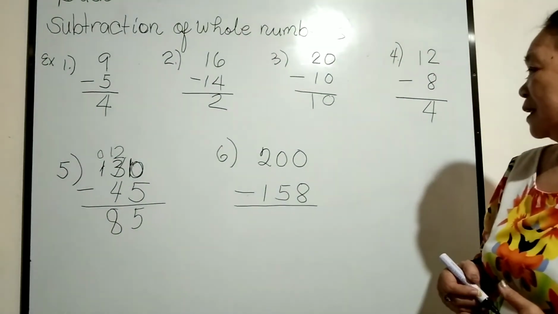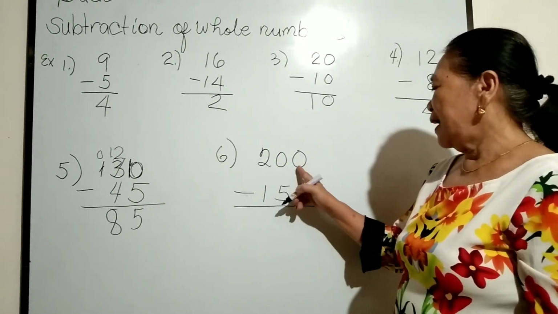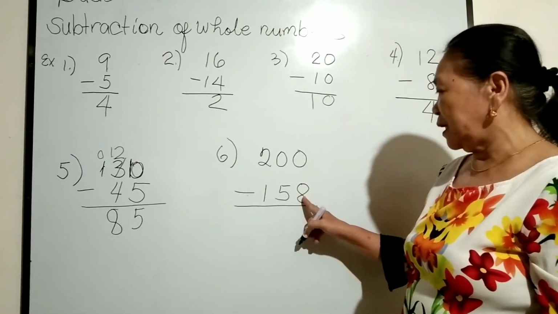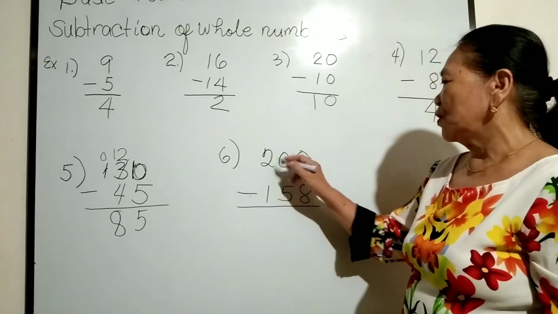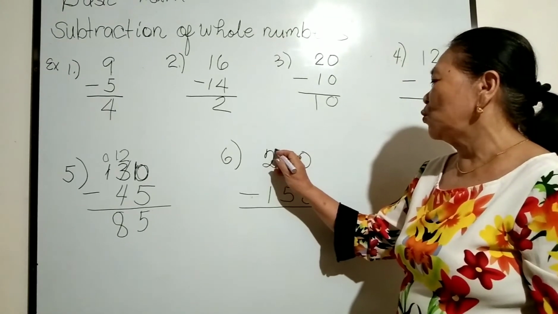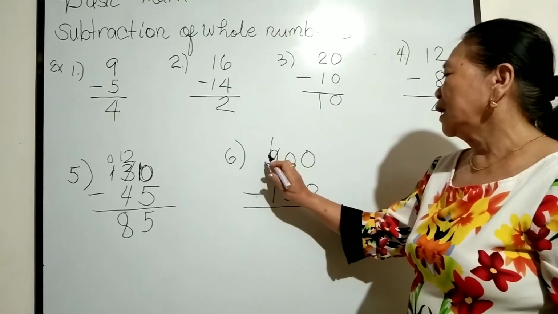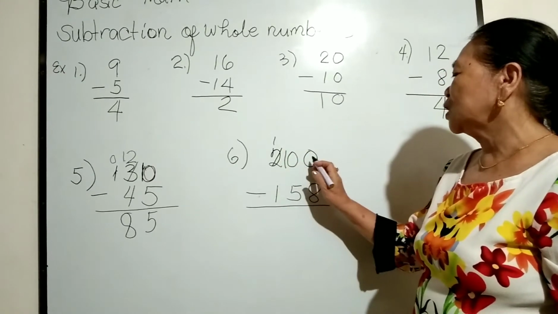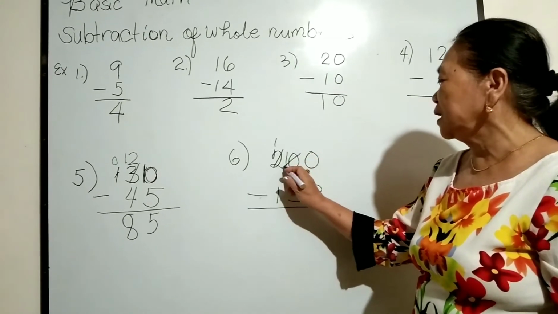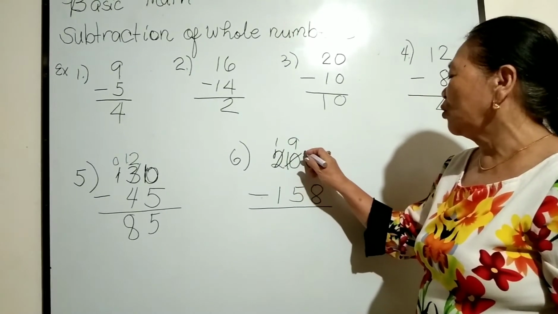Here, the number is 6. Again, you have to borrow. Now, 0 minus 8 cannot be. So, we borrow from here. It cannot be also. So, we have to borrow from 2. The 2 becomes 1. The 1 that we borrowed becomes 10. Again, this 1 we will borrow. This becomes 9. And the 1 that we borrowed becomes 10.